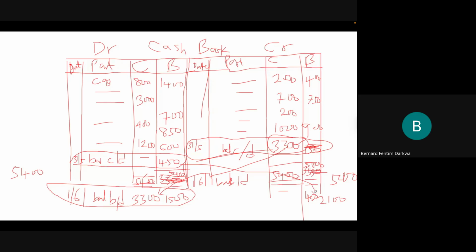So yes, when you are balancing, the difference can go to the opposite side. It's not always that all the balance BD or CD will go to the credit side and come here, but it can go to the opposite side. That is how to balance transactions. So that is that.